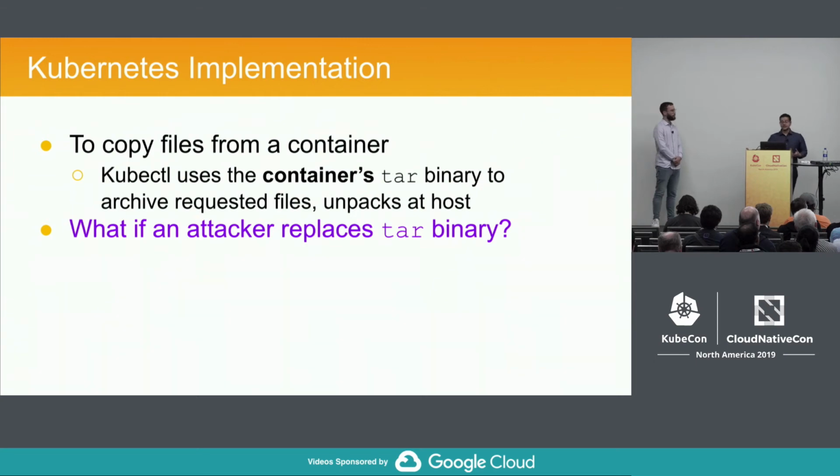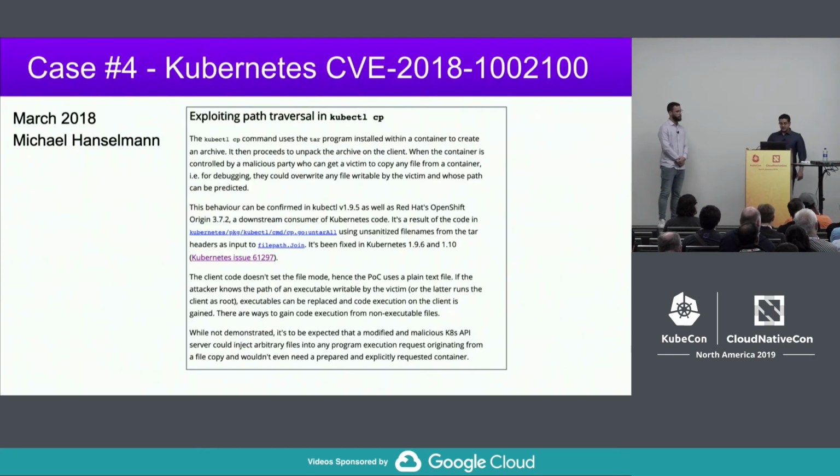Or worst of all, if there is some issue with the implementation of kubectl itself in the way it parses the output of this tar, then the attacker might be able to exploit it from inside the container. And this was some CVE that was found back in 2018 by some researcher. He tried to exploit kubectl, and he found out that there was a simple path traversal inside its implementation.